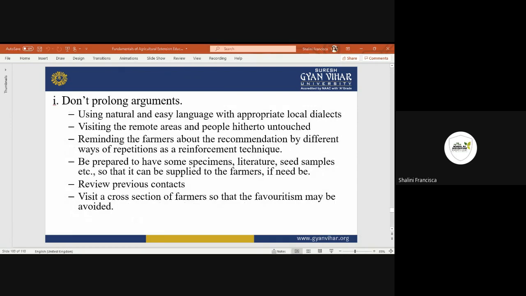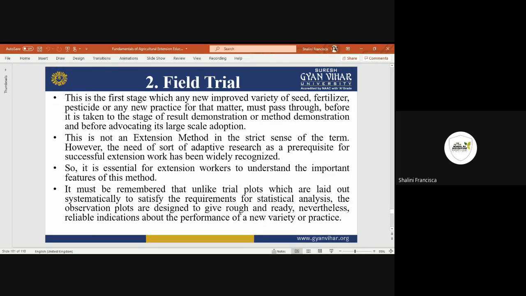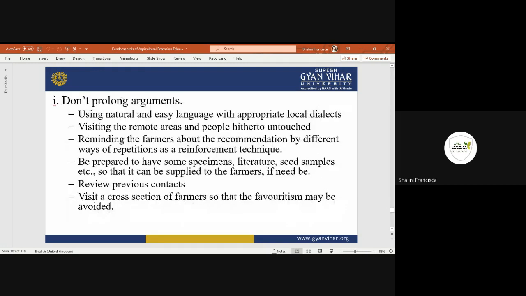Okay, so in the next session we will learn about what a field trial is, which is the second method of individual contact method, and what are their outcomes, how much advantage it has, and what are the limitations of these things.